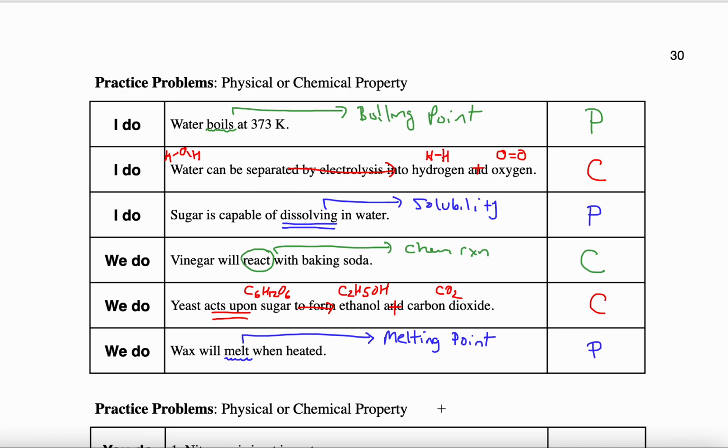So now you try the you do table below and check your answers with your teacher.